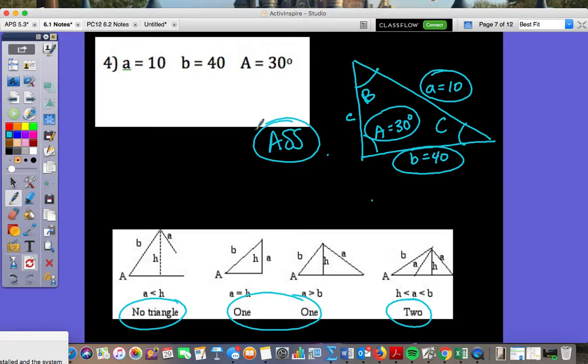So when we see an ASS triangle, we got to watch out because why? Because it's a... I'm cussing in class right now a lot on this podcast. I can't use this one, so we're just going to keep going, okay? So it could be either 0, 1, or 2 triangles.